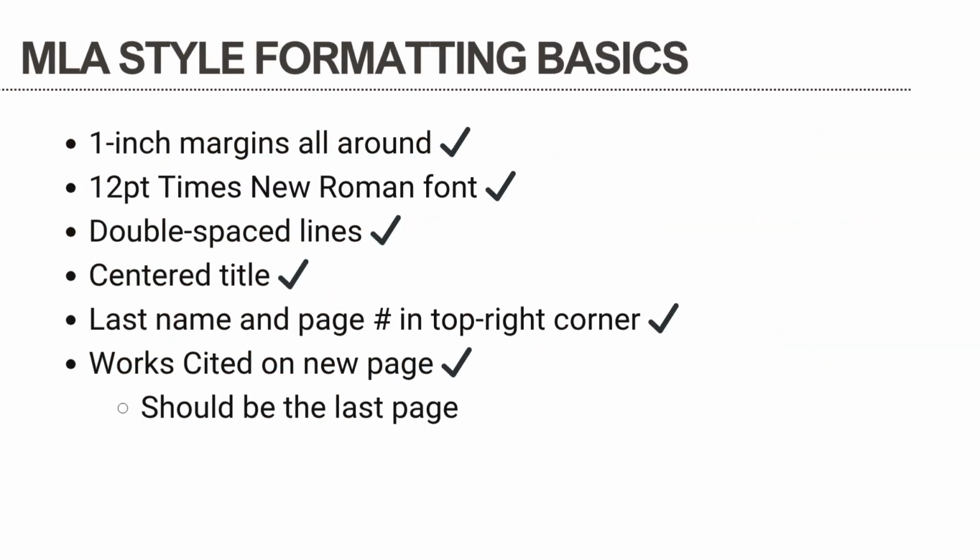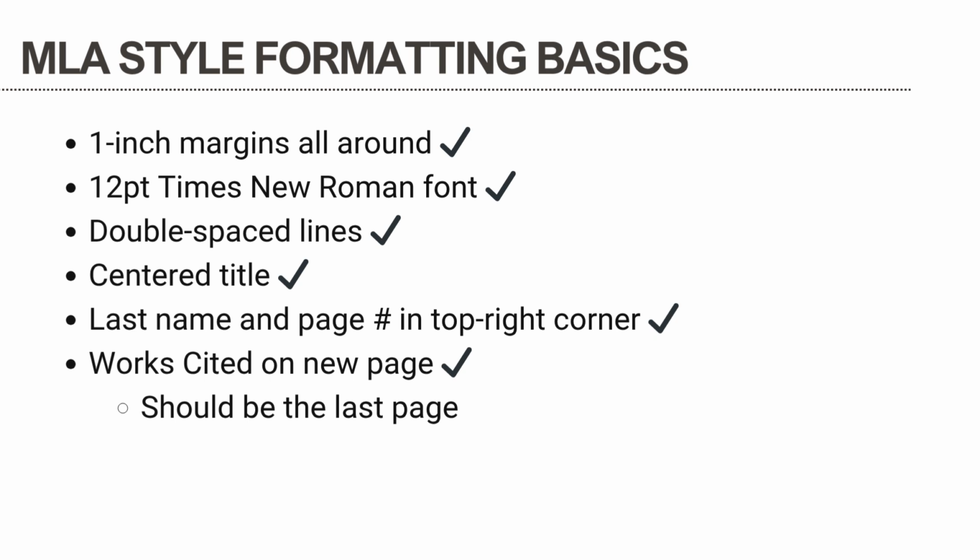So here are some MLA style formatting basics, which most of you are already following, right? You looked at the example in the syllabus and you followed that formatting. So you have 1-inch margins all around the paper. You use a 12-point Times New Roman font. I believe Arial font is also okay. And then double spaced lines, a centered title. You have the last name, page number in the top right corner of every page.